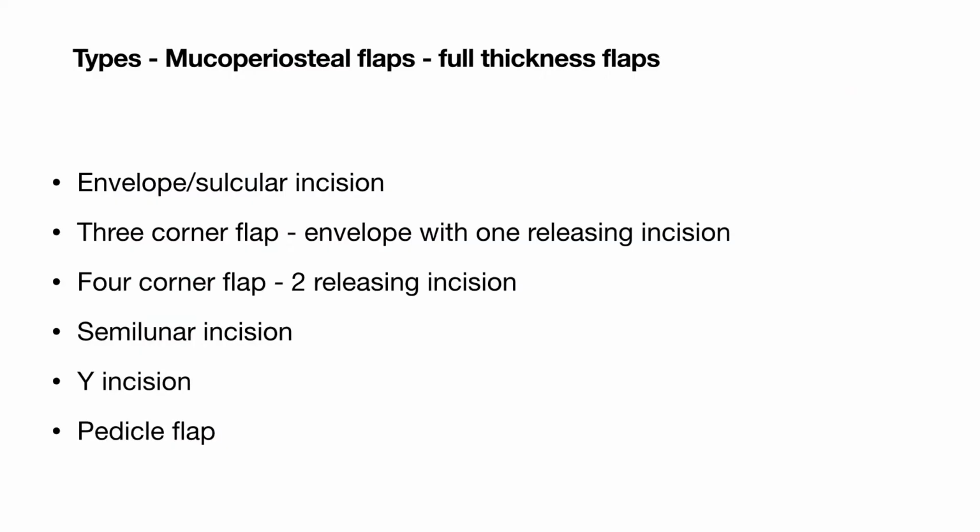Let's see what are different types of full thickness mucoperiosteal flaps. Envelope or circular incision, 3-corner flap, that is envelope flap with 1 vertical releasing incision, 4-corner flap with 2 vertical releasing incisions, semilunar incision, Y incision and pedicle flap.